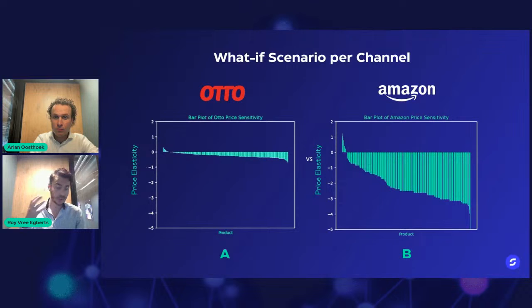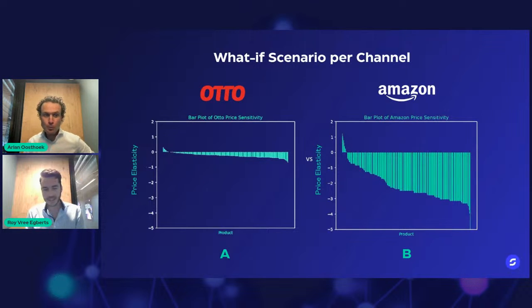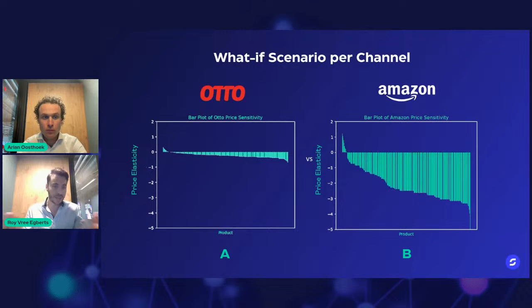We can do this, for example, on product level, but it's also interesting to do it, for example, on sales channel. One of the things we've come across with one of our clients in Germany is that this specific client was selling on Otto and on Amazon.